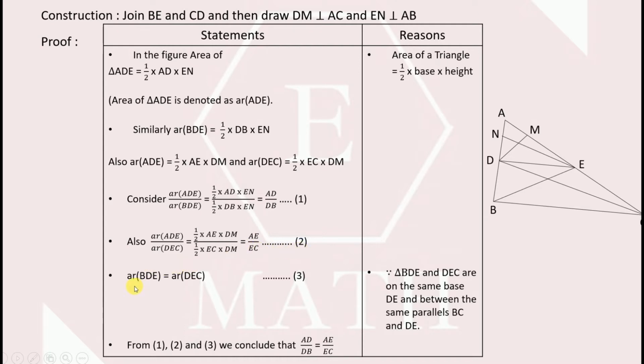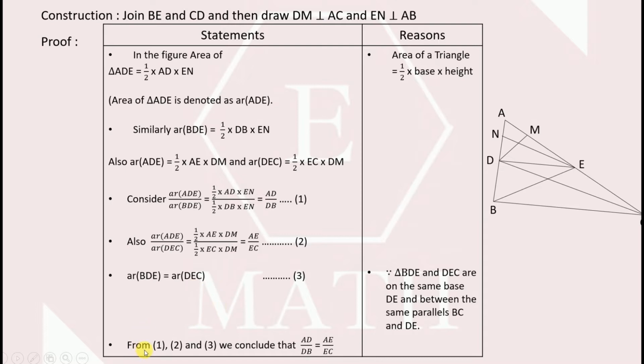Now we have that area of triangle BDE will be equal to area of triangle DEC. This is our equation number 3. Why? Because both these two triangles are on the same base DE, and between the same parallels, which is BC and DE. Okay, that's the reason the areas of these two triangles are one and the same.